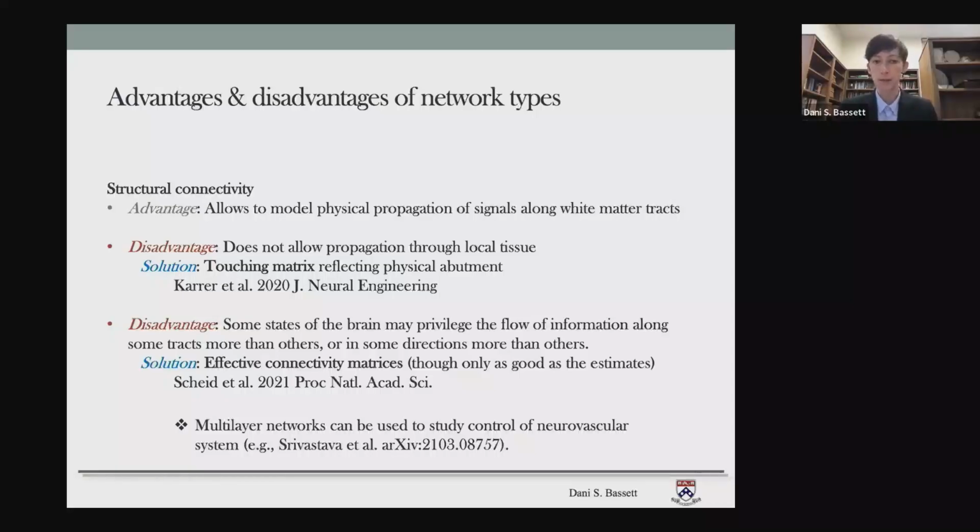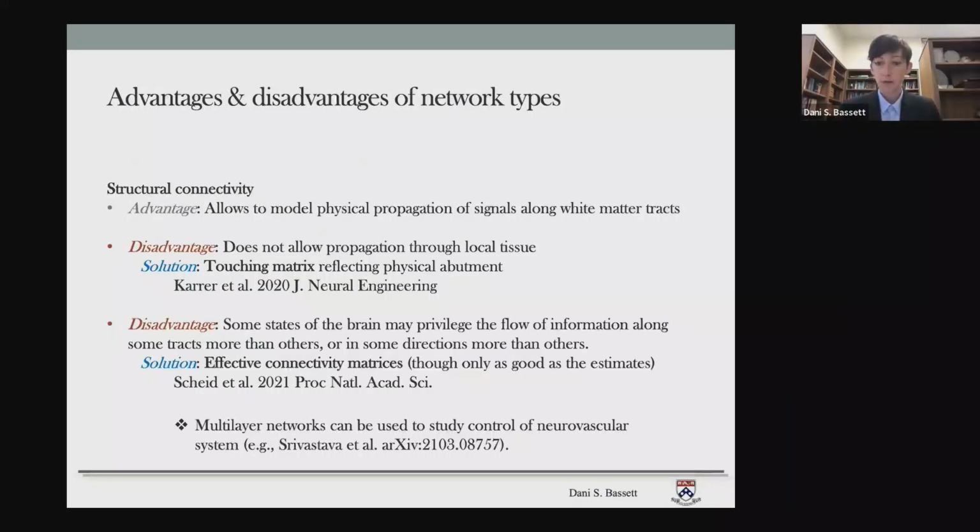A second disadvantage of structural connectivity is that some states of the brain may privilege the flow of information along some tracts more than others, or in some directions more than others. And a solution to this disadvantage is to instead use effective connectivity matrices rather than structural connectivity. Though of course acknowledging that those effective connectivity matrices will only be as useful as they are well estimated. This is something that we have done recently in Scheid et al.